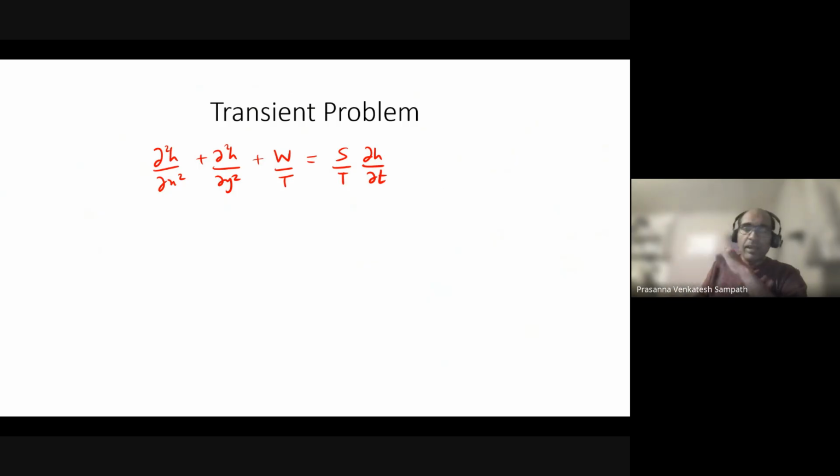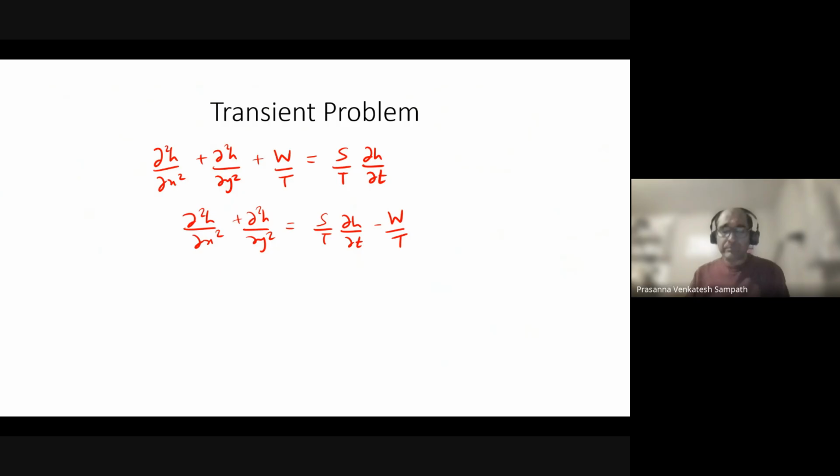Generically speaking, if I have this kind of a setup, then I simply rearrange this as follows: dou square h by dou x square plus dou square h by dou y square equal to s by t dou h by dou t minus w by t.